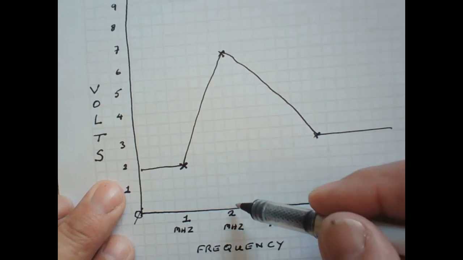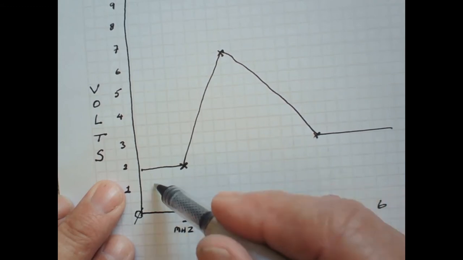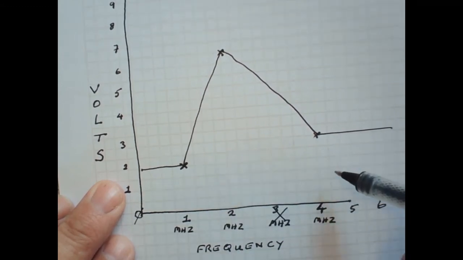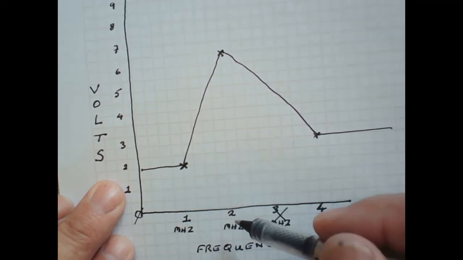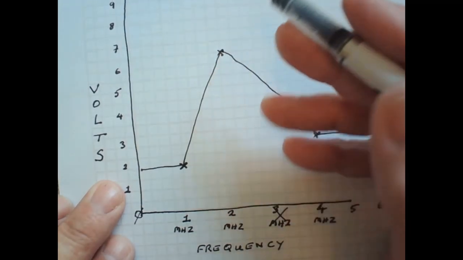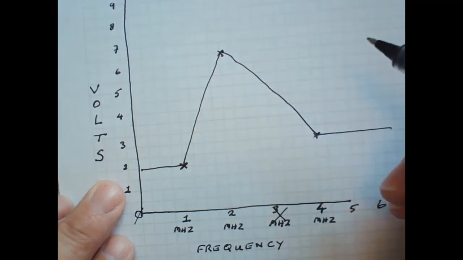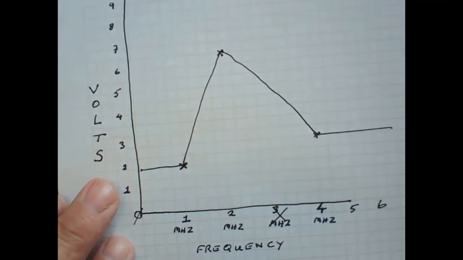Well, here we see that frequencies are sorted in a similar manner. Frequencies below 1 megahertz don't get in, frequencies above 4 megahertz don't get in, but frequencies at 2 megahertz are allowed through. And this is one of the reasons why series tuned circuits are often known as acceptor circuits.